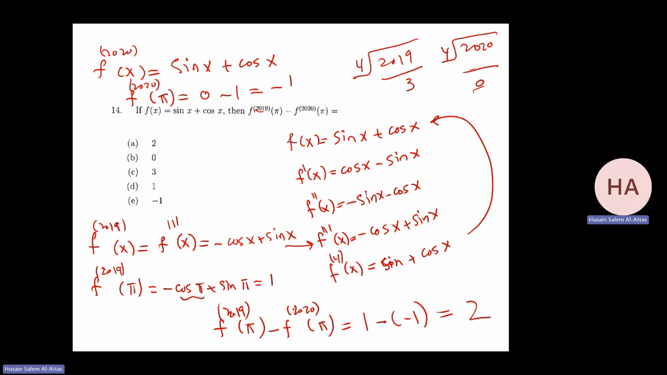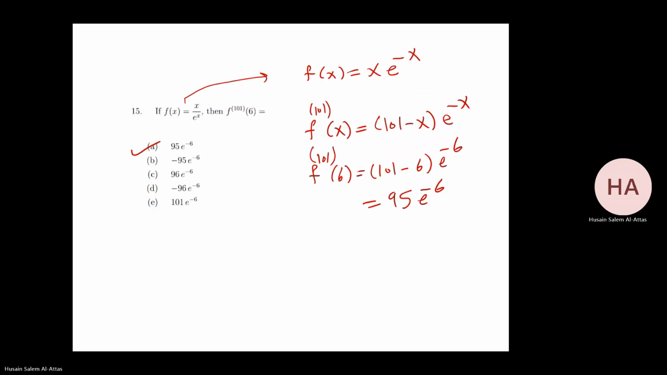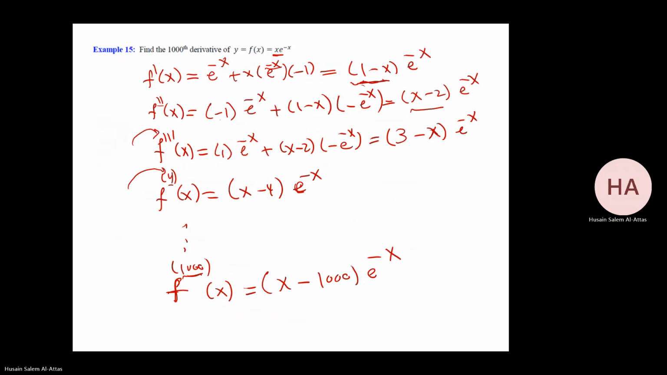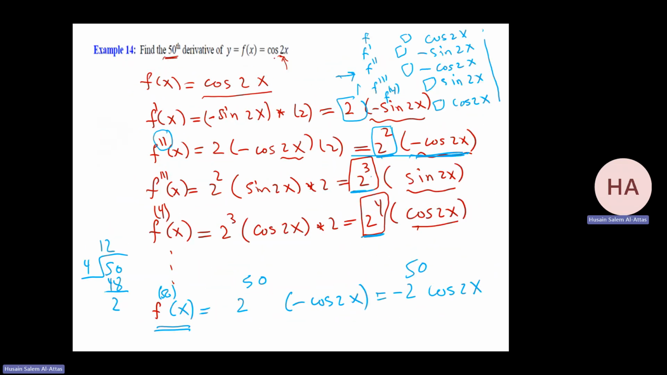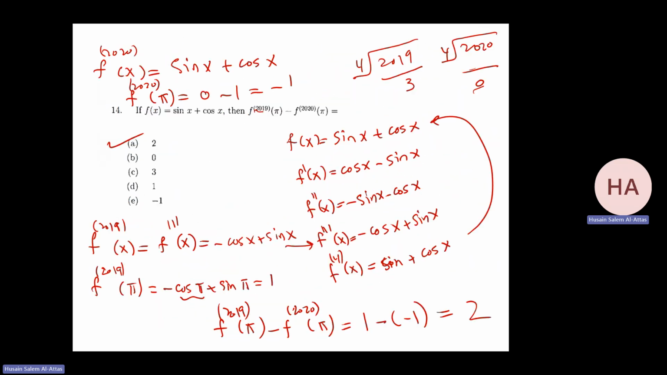So the answer is 2. That will be my answer. Now if I have cosine 5x, remember, we did something similar, which is cosine 2x. So you need to be careful where I have a number and the function. The function going in every 4 times, it will repeat itself, but the number, it will be 2 to the power 1, 2 to the power 2, and so on. So let us do it, but be careful with the calculation.